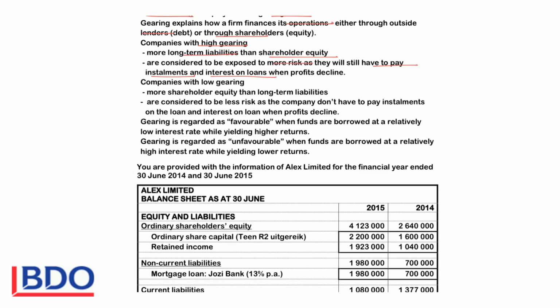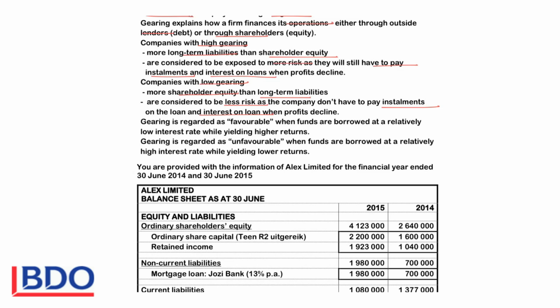Companies with low gearing means that the shareholders' equity is more than the loans that were obtained. This is less risky for the company because they don't have to pay installments and they don't have to pay interest on loans when profits decline. So they don't have this extra money that must be paid out if they don't make enough money.